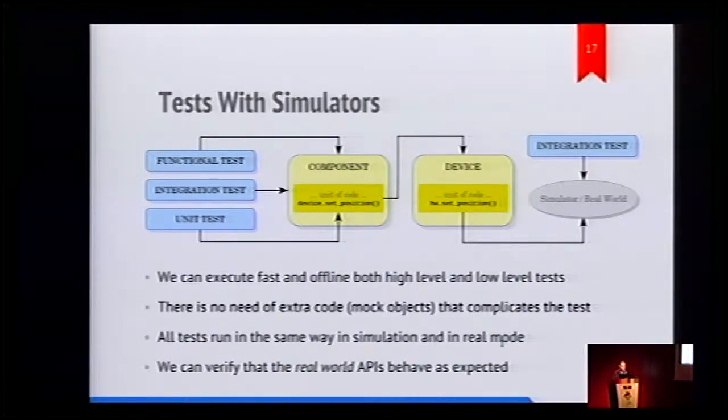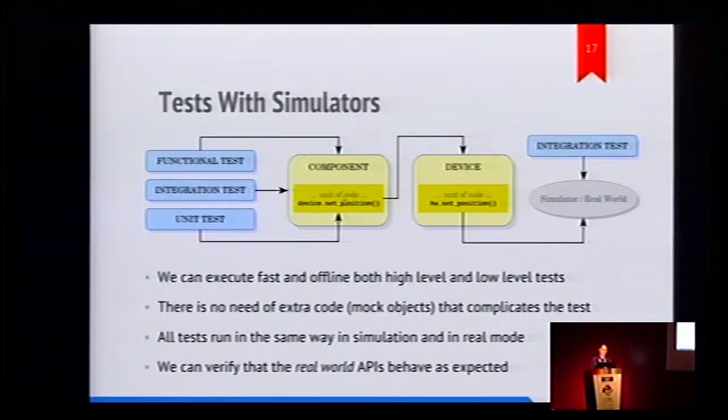This other scenario is about simulators. Before I told you that in the setup method of the component there is a call to the device set position. The device is another component that interacts directly with the hardware using a certain protocol. So in the hardware set position, if we write a hardware simulator, then we can execute fast and offline both high-level and low-level tests. Why this? Because if we write a hardware simulator with the same APIs as the real hardware, for the functional test, the integration test, the unit test, the component and device, nothing changes, because really nothing changed for them.